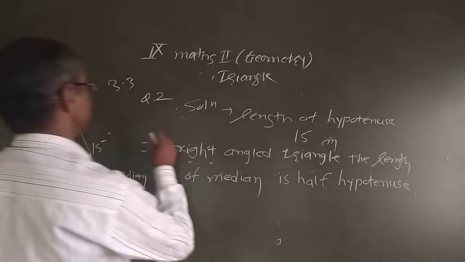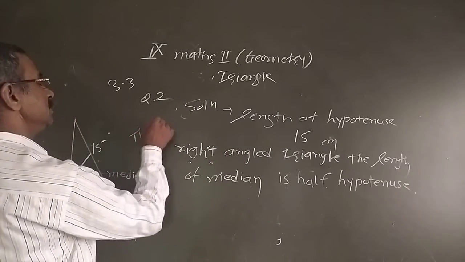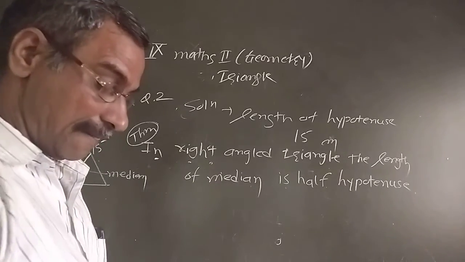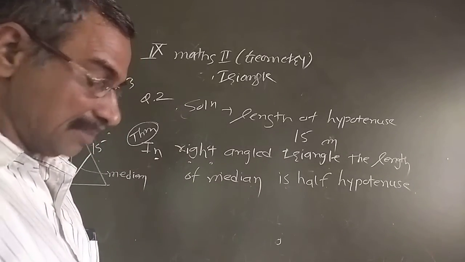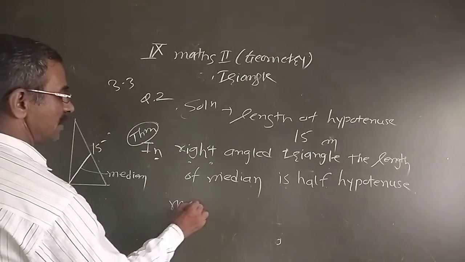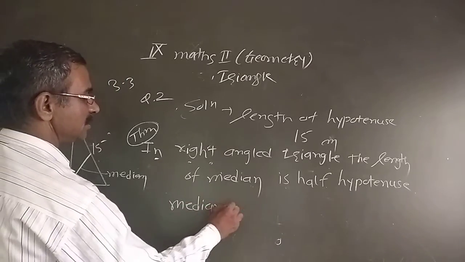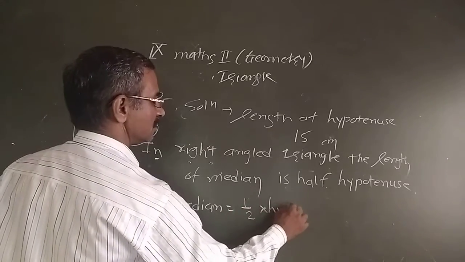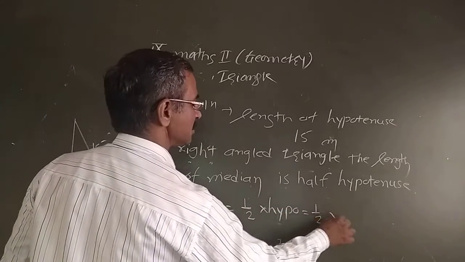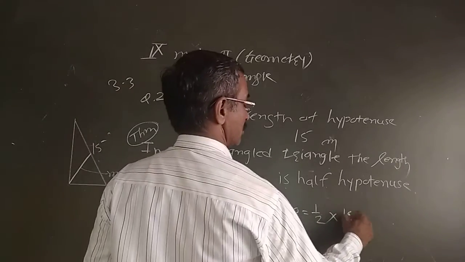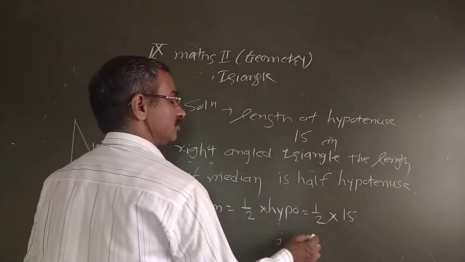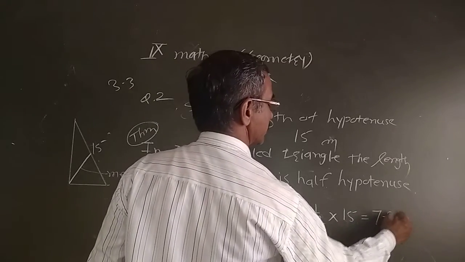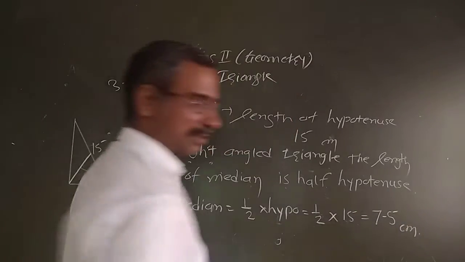This is the theorem. By using this theorem, we get the value of a median, because they will ask the value of a median. Median, according to this theorem, is half of the hypotenuse. The value of the hypotenuse given here is 15. So 1 upon 2 into 15, by taking half of it, it will be 7.5 centimeters.